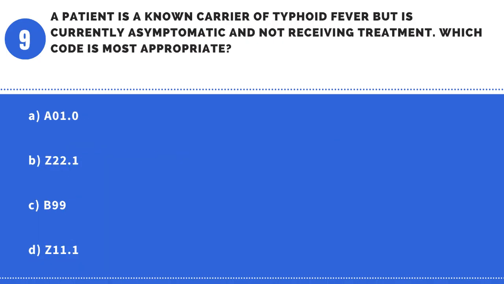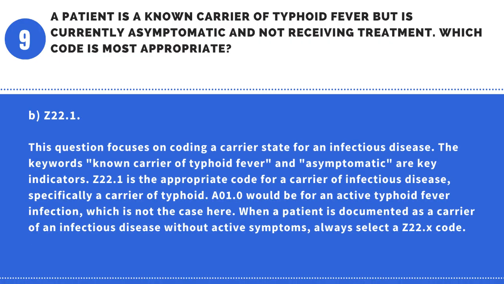Question 9. A patient is a known carrier of typhoid fever, but is currently asymptomatic and not receiving treatment. Which code is most appropriate? A. A01.0. B. Z22.1. C. B99. D. Z11.1. Answer B.